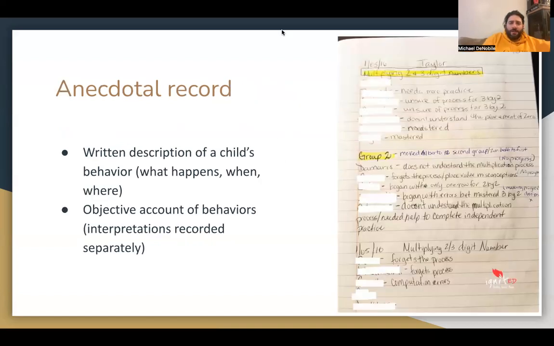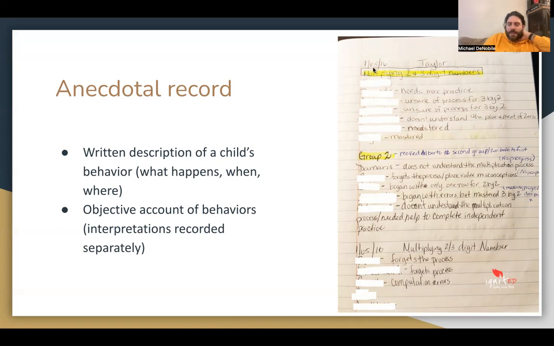Different types of observational methods. This is one of the narrative ones, which is the anecdotal record. They're written descriptions of a child's behavior, what happens, when and where. They're objective accounts of behaviors. Interpretations are recorded separately. So as you can see here, the names of the students have been whited out for this particular example.